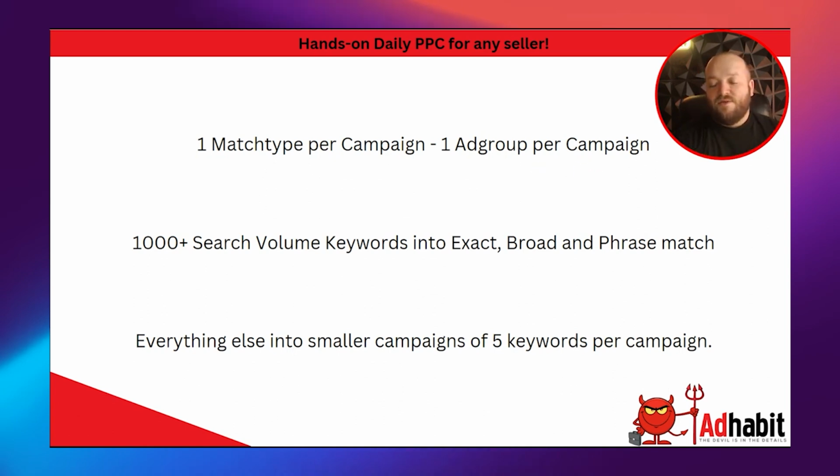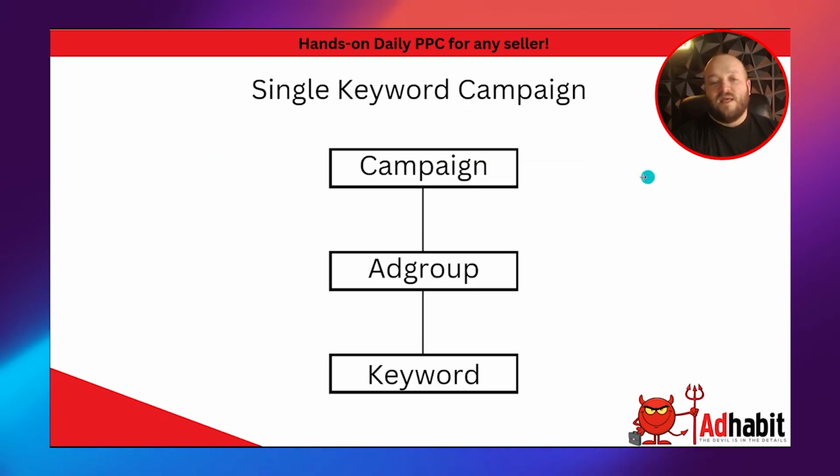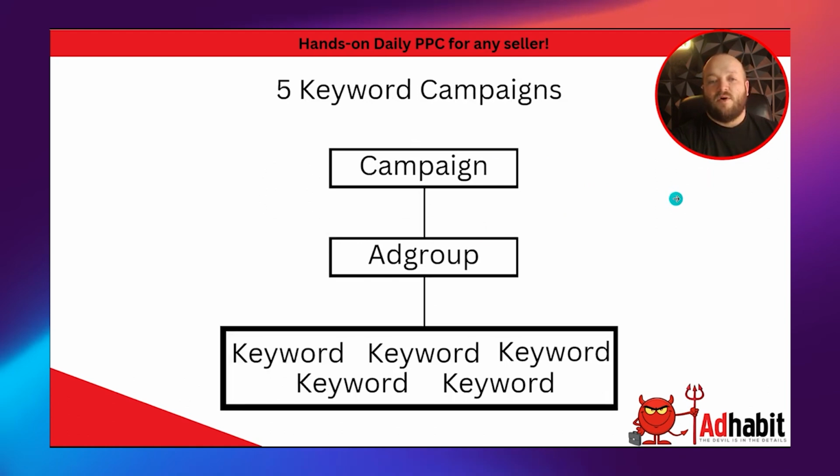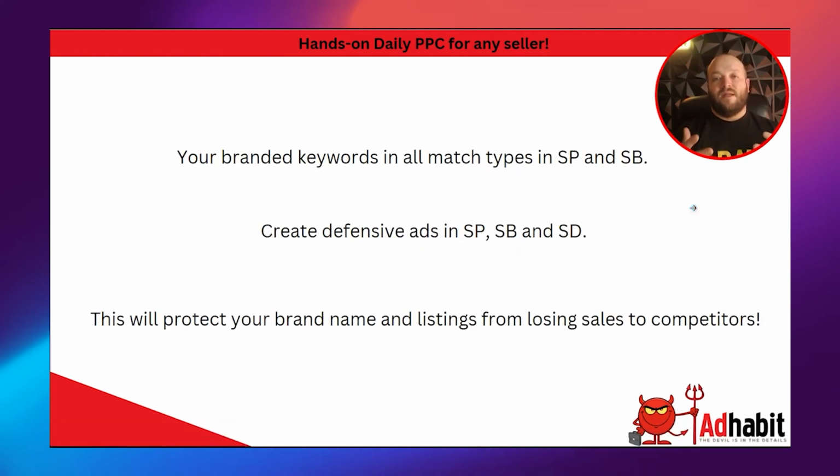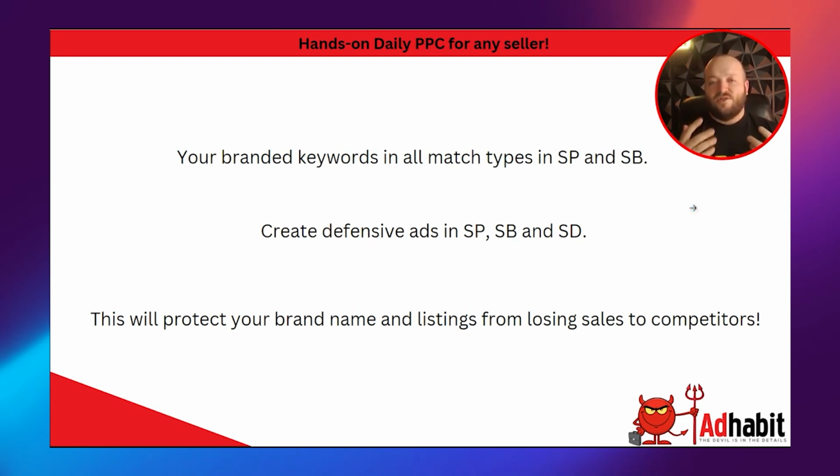Okay, let's jump into some visuals here. So you can see single keyword campaign is campaign, ad group, keyword, like I spoke about. And then you have your 5 keyword campaigns, campaign, ad group, and then 5 keywords in there. And then we talked about a little bit of the different purposes of the campaign. So you have your branded keywords. I suggest to launch those right away, right?